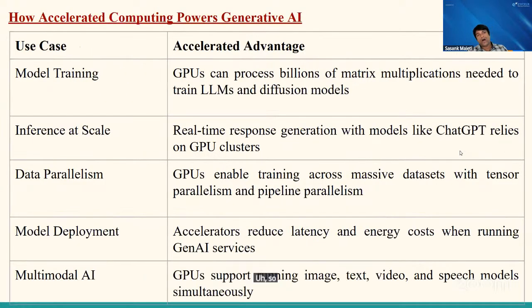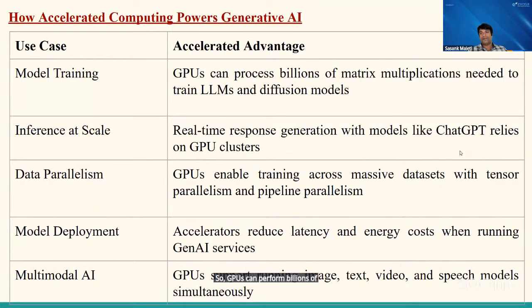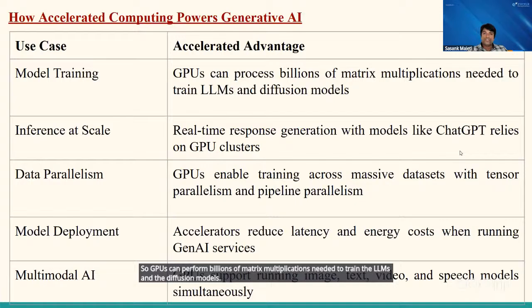Next is how accelerated computing actually works. This is what happens if you use these dedicated GPUs, and I've mentioned it in a table. GPUs can perform the billions of matrix multiplications needed to train LLMs and diffusion models. To do this, you need GPUs, one word.